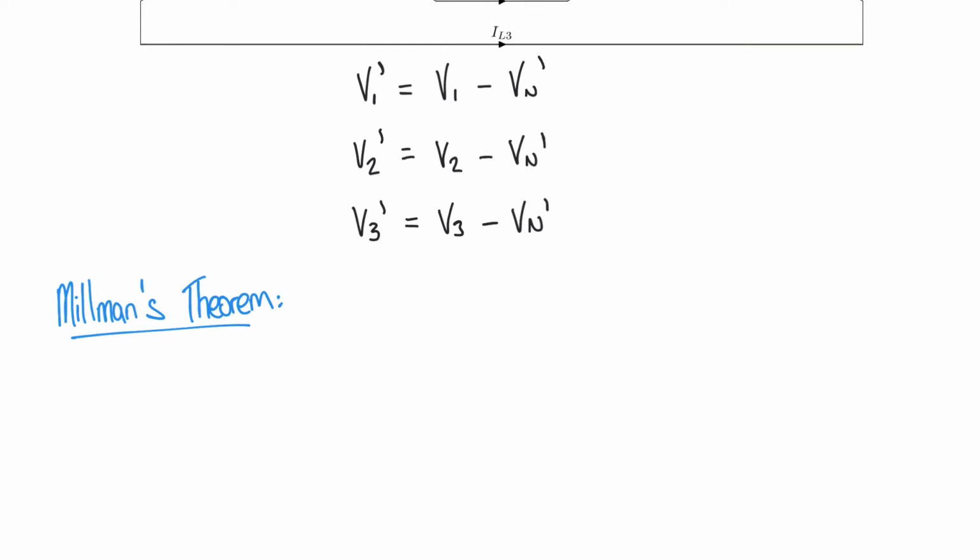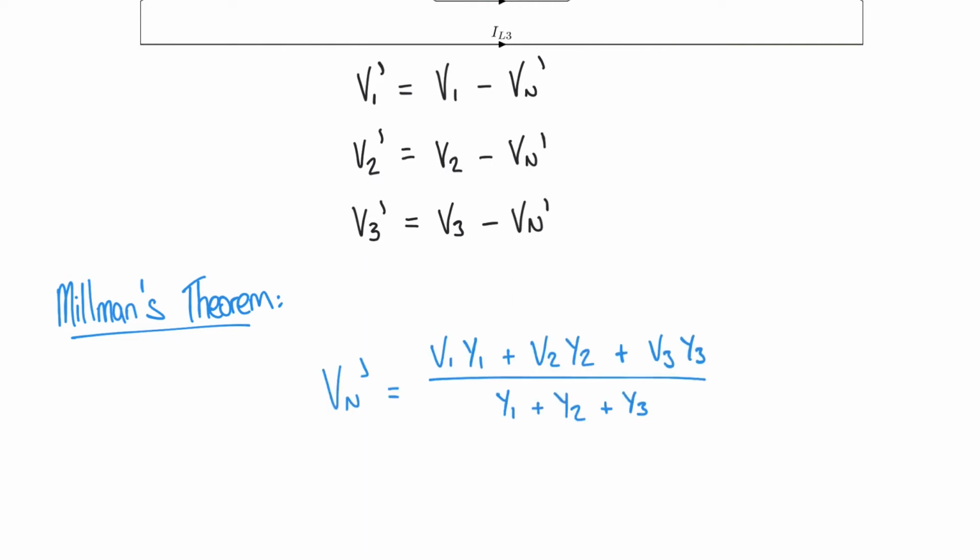Now, Millman's theorem could be applied to all sorts of different networks and circuits, but for our purposes, we see it appear something like this. We have Vn dash is equal to V1 Y1 plus V2 Y2 plus V3 Y3 over Y1 plus Y2 plus Y3. So you'll notice that this formulation of Millman's theorem includes the parameter Y for each phase, Y1, Y2, Y3. And you might have come across Y in previous studies. It stands for admittance, and it's the inverse of impedance. In other words, Y equals 1 over Z.